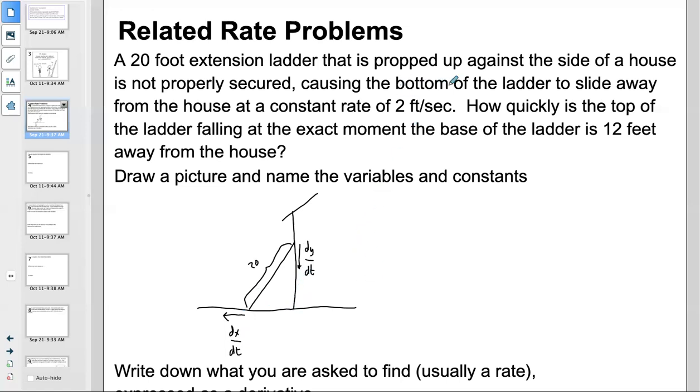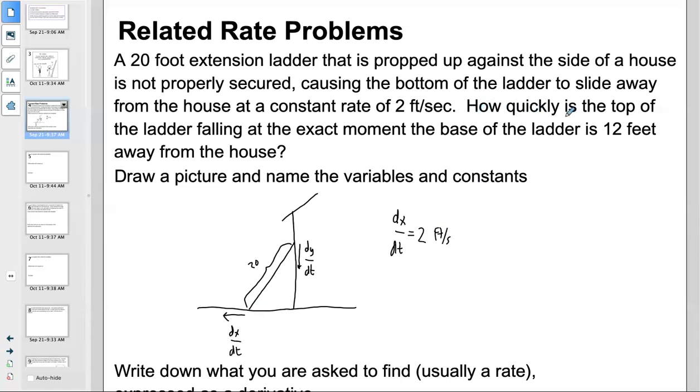They tell me some other things. The ladder is 20 feet long. The bottom of the ladder is sliding away from the house, so that's this distance, at a constant rate of 2 feet per second. So I'd say dx/dt equals 2 feet per second. This 2 should be positive because the distance from here to here is increasing as time moves on. This distance is getting bigger, so this is a positive 2.